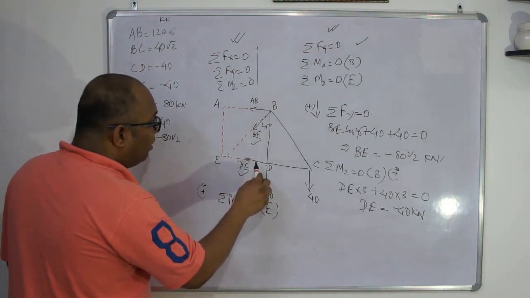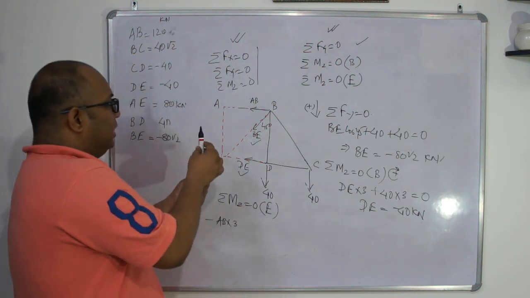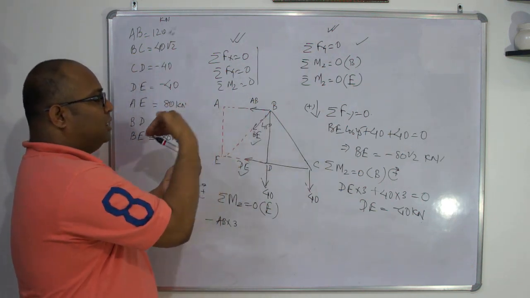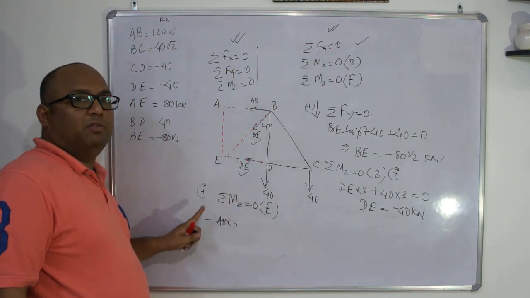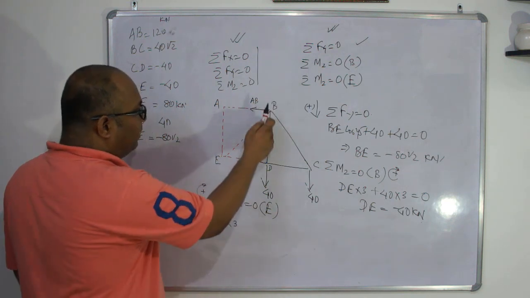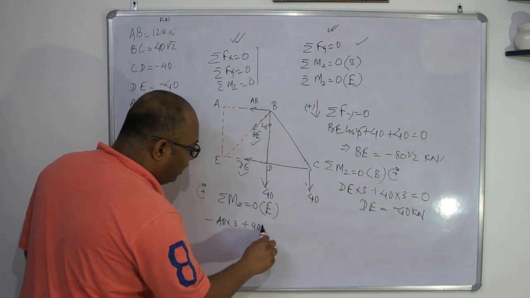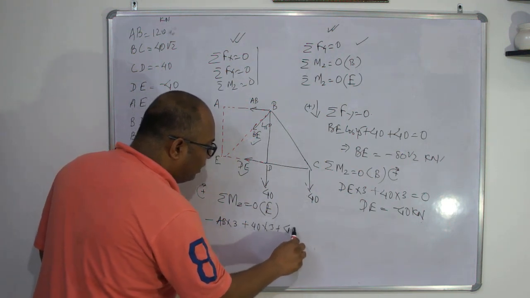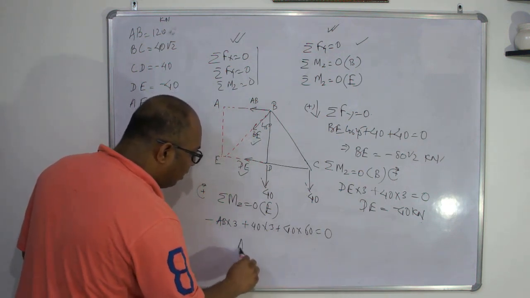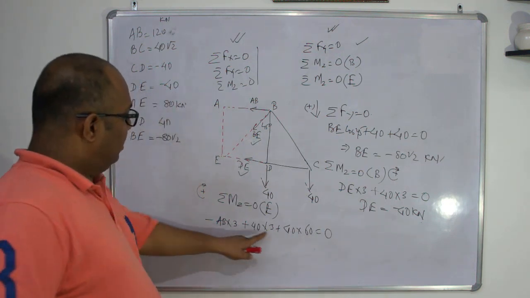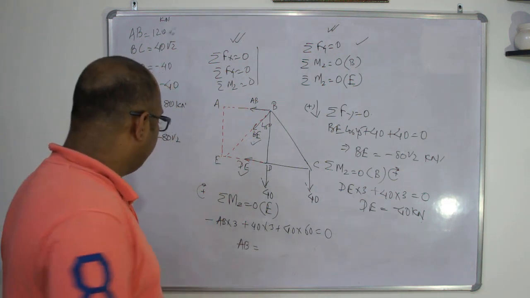So minus AB multiplied by 3. See, AB is the force like this, and it will produce an anti-clockwise moment, and therefore I am having a minus sign over here. Okay? So AB multiplied by 3 producing an anti-clockwise moment, plus 40 into 3 plus 40 into 6 will be equal to 0. And if you solve this, what will be the value of AB? 40 plus 80 plus 40, that is 120.